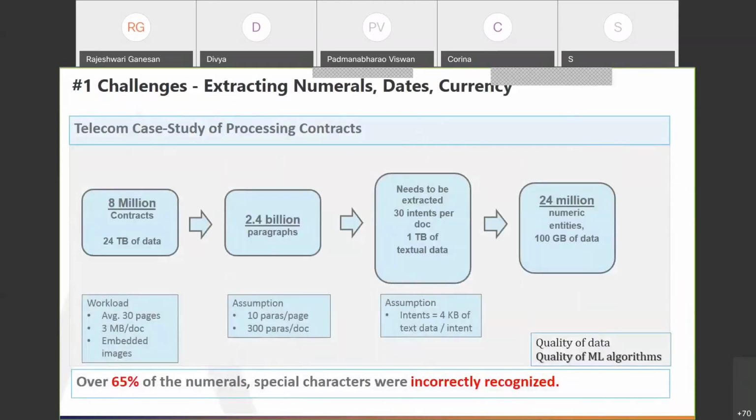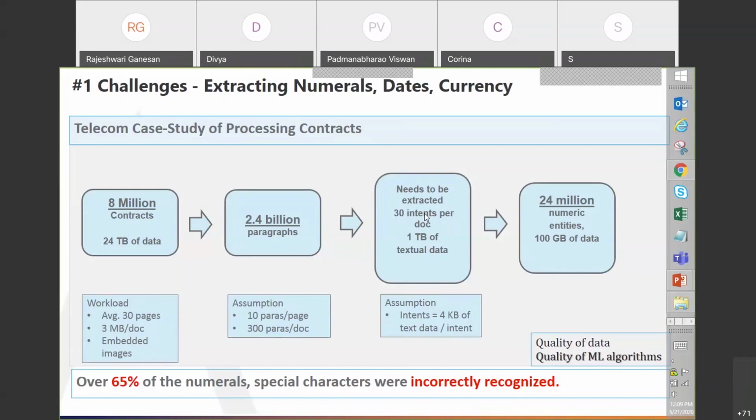Now, given these four challenges, the good thing about my session is I'm just going to talk about problems and not the solution. One of the things, as I said, is the telecom case, where we had 8 million contracts, an average of about 30 pages, and because each document is a scanned copy with images of towers and land layouts, each was about 3 MB. From these 8 million contracts, we ended up getting 2.4 billion paragraphs. And out of these paragraphs, we roughly had about 30 intents per document, which means 30 paragraphs or 30 terms of importance.